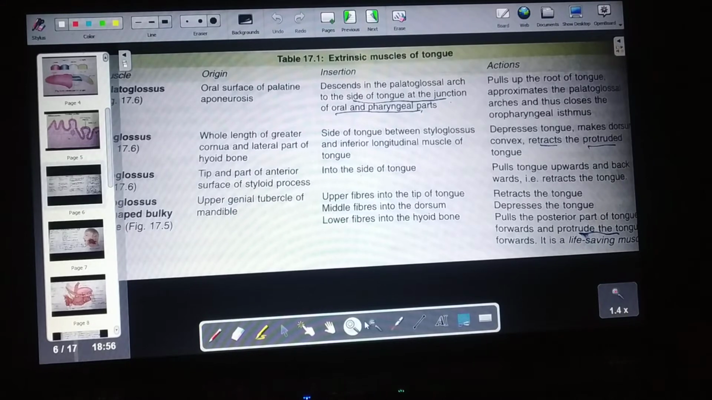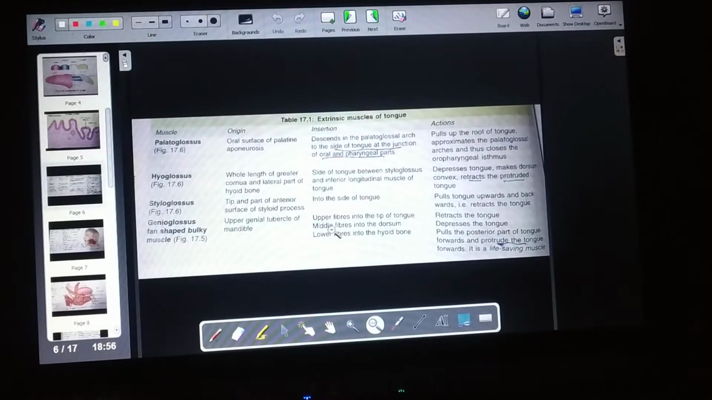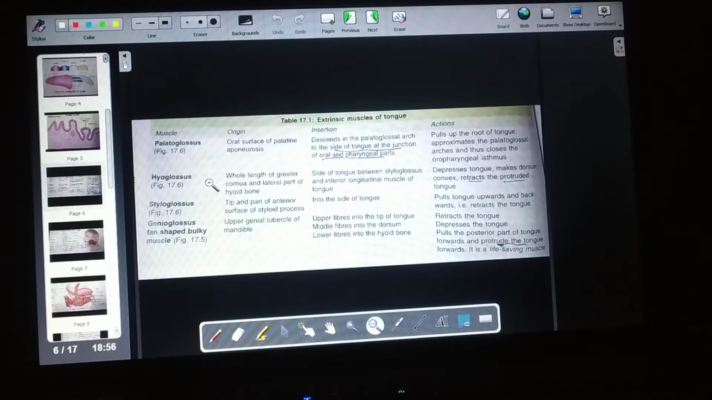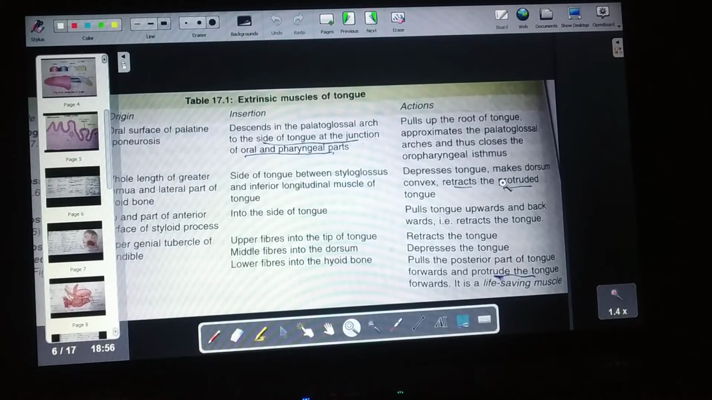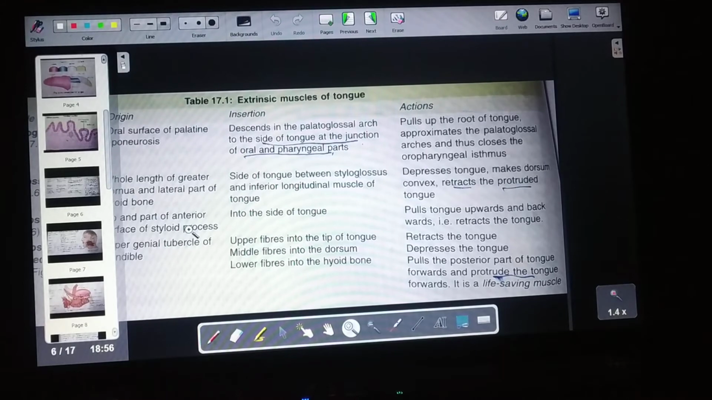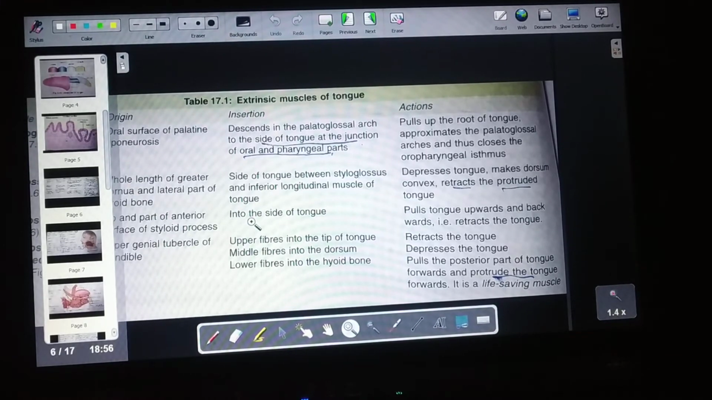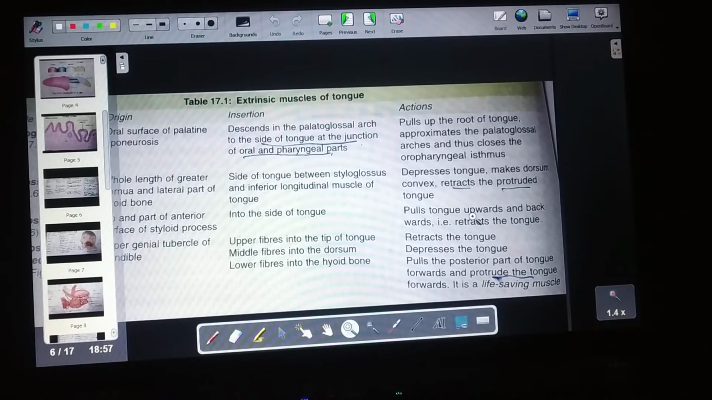Next, I'll talk about the hyoglossus muscle. Hyoglossus is a very important muscle, as this is the muscle that helps in the protrusion of the tongue. Third is the styloglossus muscle. Styloglossus originates from the anterior surface of the styloid process as well as from the tip of the styloid process, and the insertion is into the side of the tongue. The basic function is retraction.